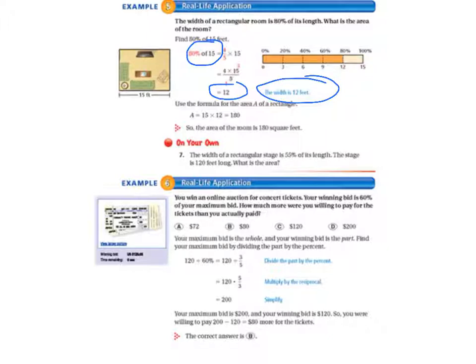So then we use the formula for the area of a rectangle. Area is length times width, so 15 times 12 equals 180 square feet.